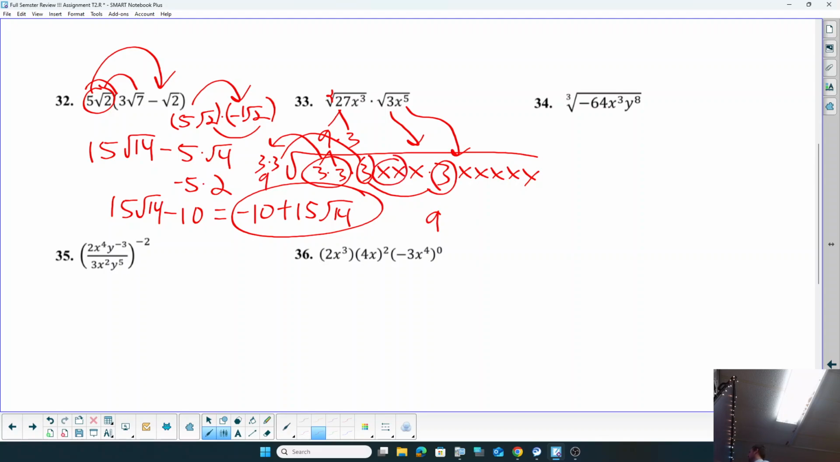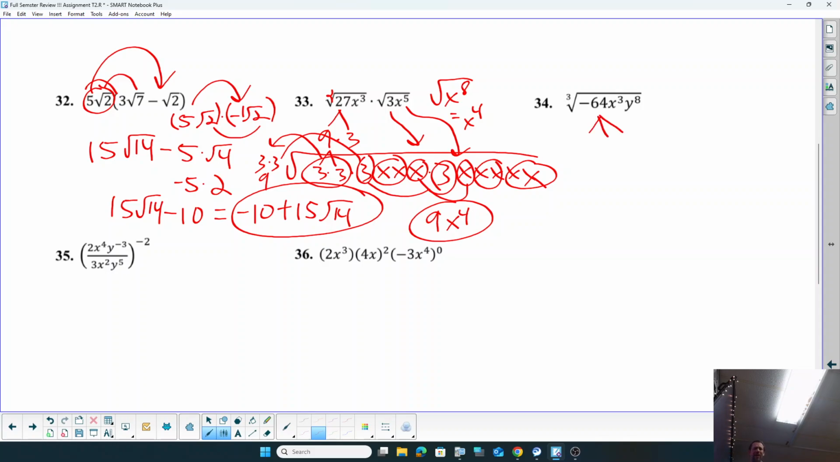We have 1, 2, 3 of them. 4 of them? We have 4 of them. 9x to the 4th power is right. Oh yeah, because the square root of x to the 8th power is x to the 4th power. Okay, beautiful. Oh, cube root now, cube root.